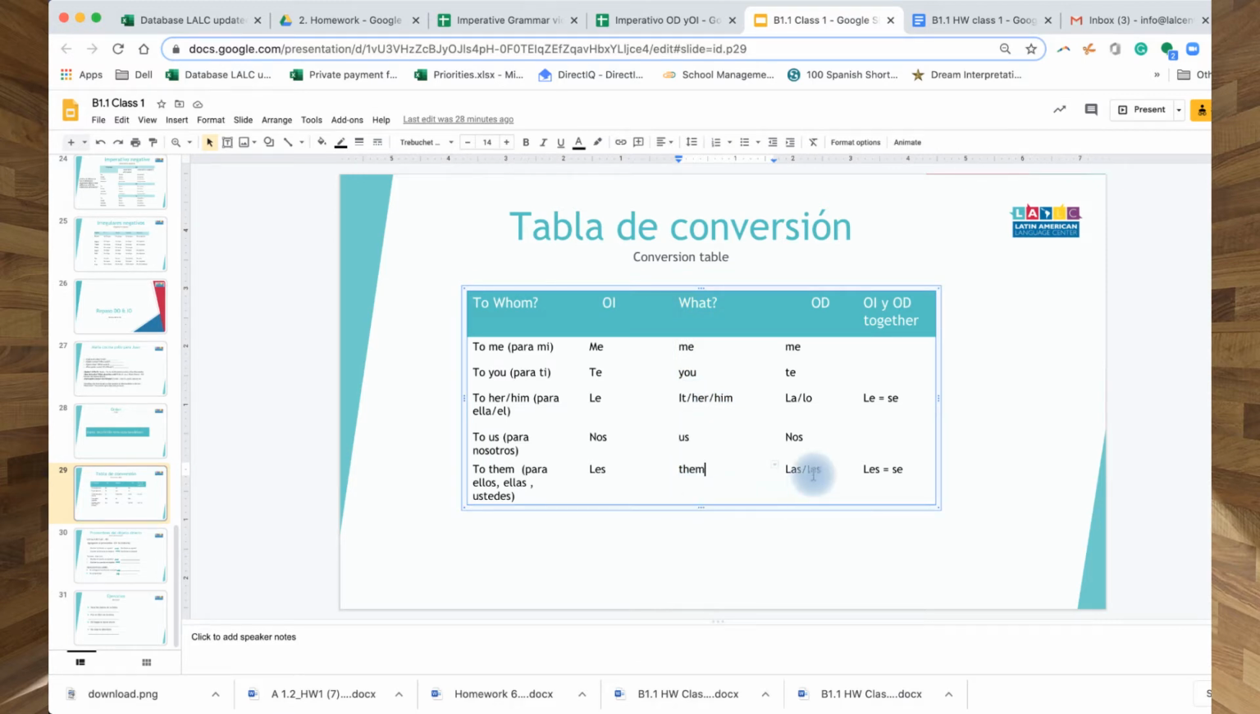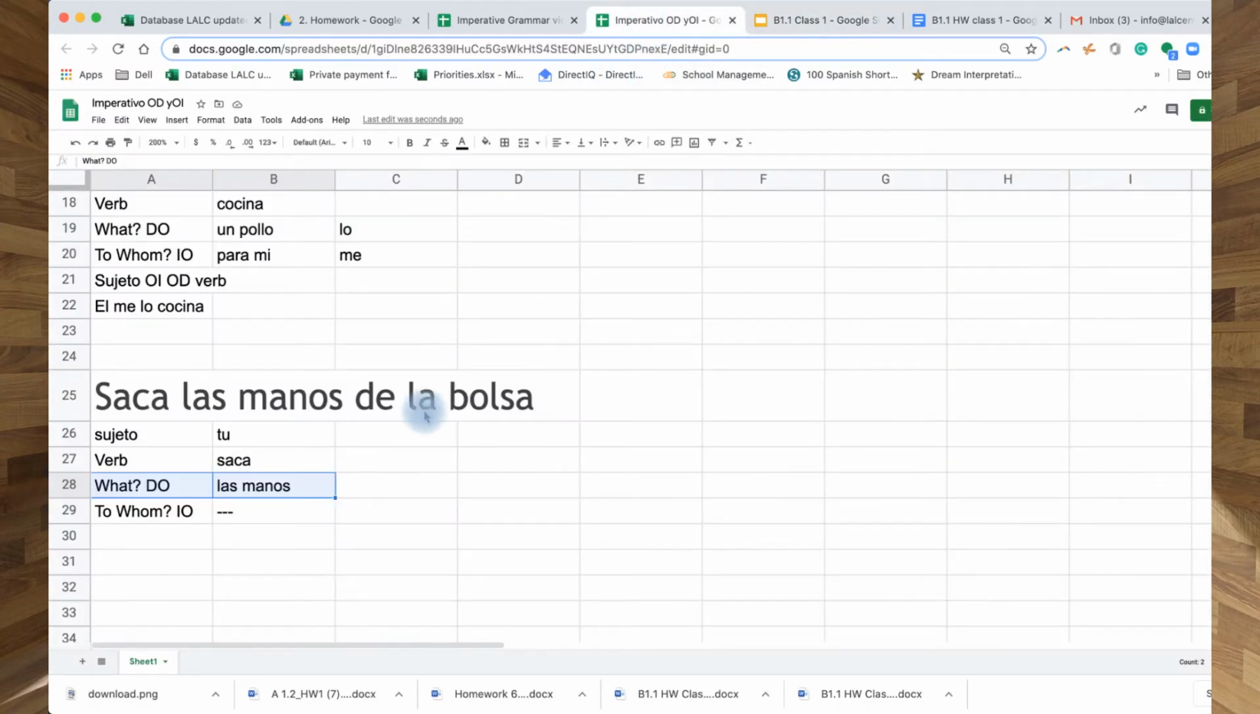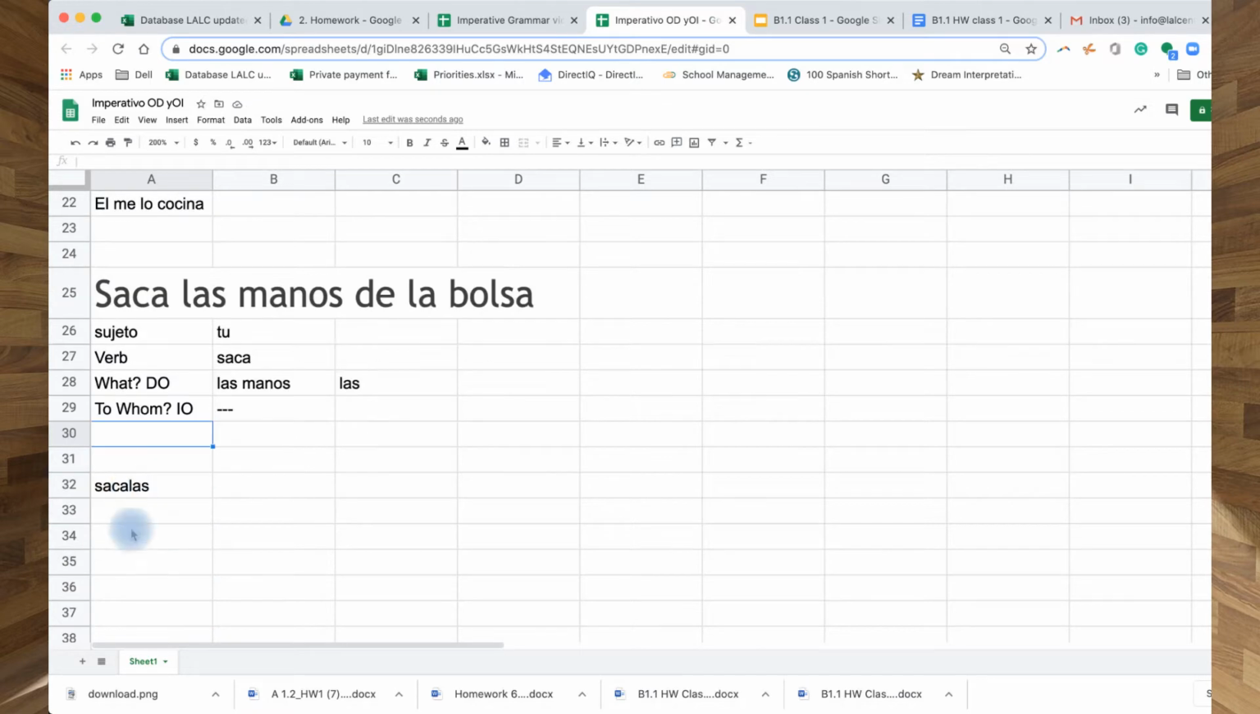Las is the shorter version. But instead of putting las before saca, in the imperative affirmative the direct and indirect objects always go at the end. So it's sácalas. Have you ever heard of dímelo, tell it to me? It goes at the end. So let's do one that has both of them.